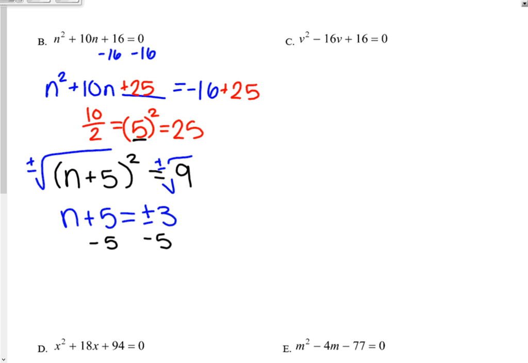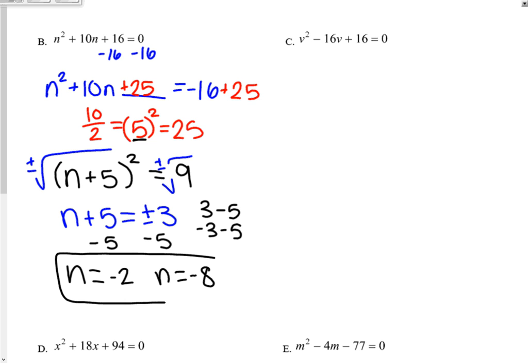On this one, we can combine those because they are like terms. We don't have that square root or i in there. So I have n equals, but we have to be careful. We're doing a positive 3 minus 5 and a negative 3 minus 5. So n equals negative 2 and n equals negative 8.